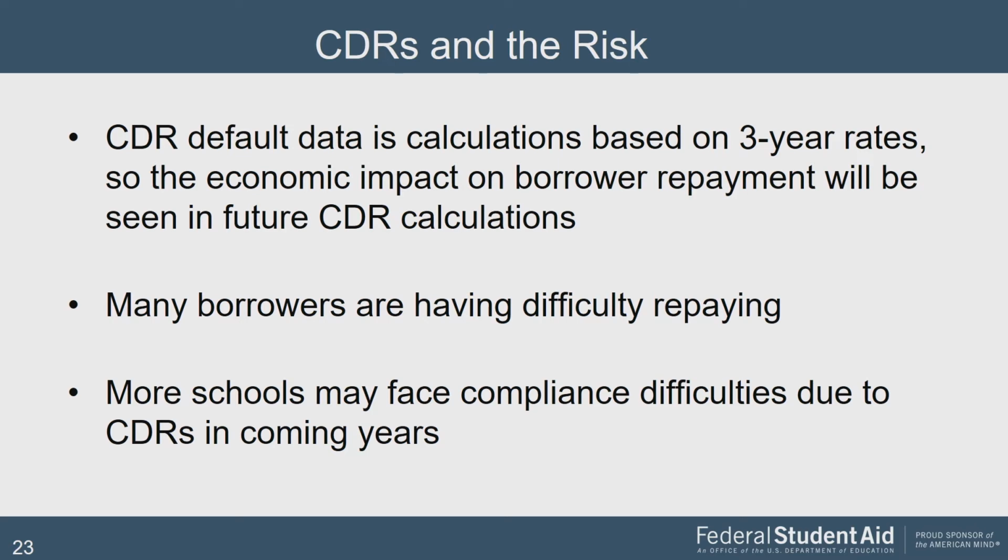It's called a relationship. So many borrowers are having difficulties repaying their loan. I think that's obvious. And even though the national rate is on the decline, for us individually, we have seen an increase in our own individual rates. So what does that result in? Compliance challenges for our schools, okay? Because there are consequences for students and there are consequences for schools.